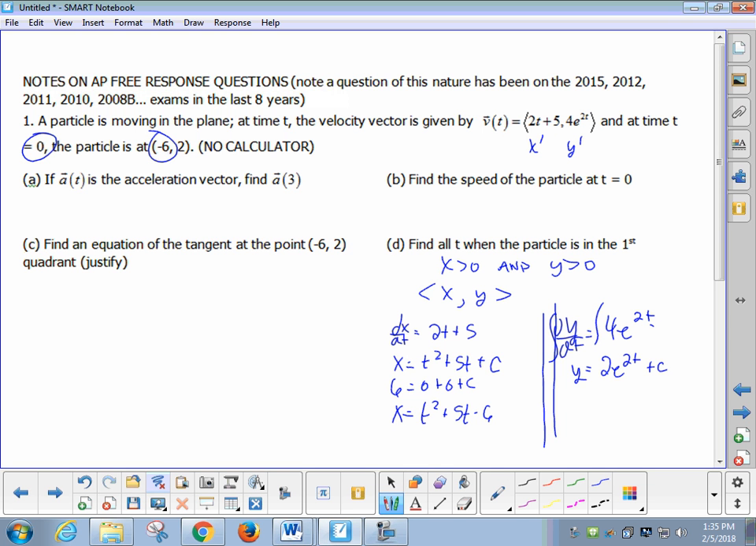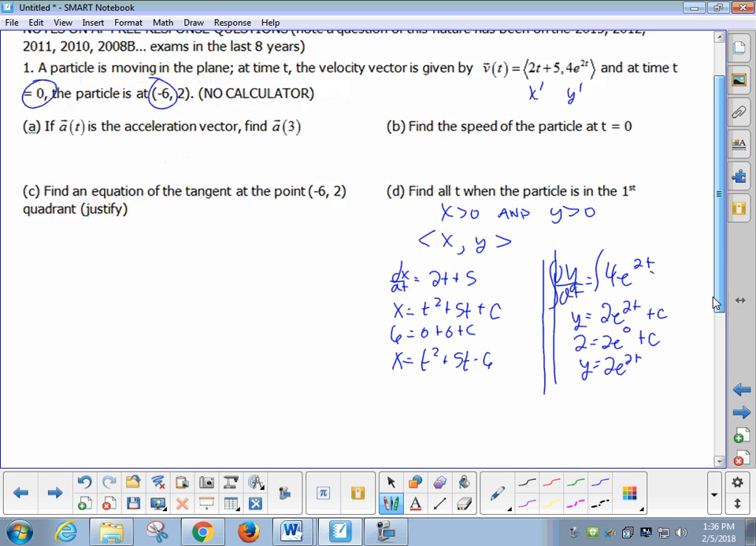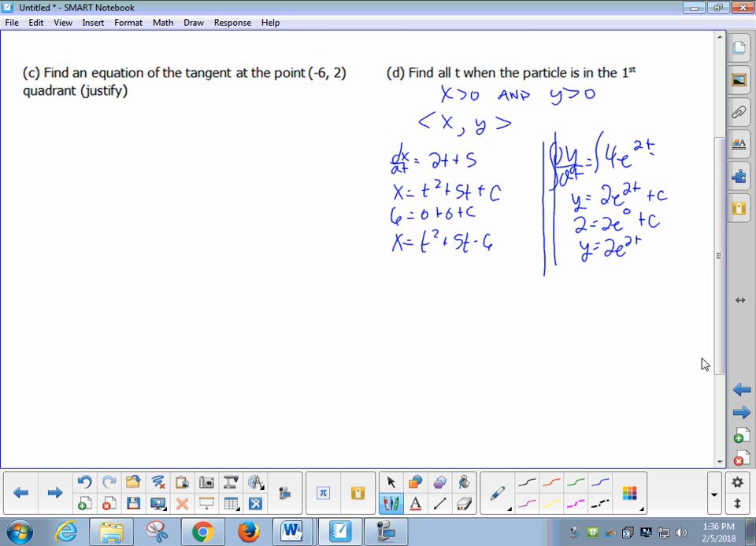The initial condition there was at time 0, y is 2. That means that c must be 0. So y is 2e to the 2t. Now to answer the question, I need to know when they both are positive. Well, this is always positive because it's exponential. So I need to just focus on this.